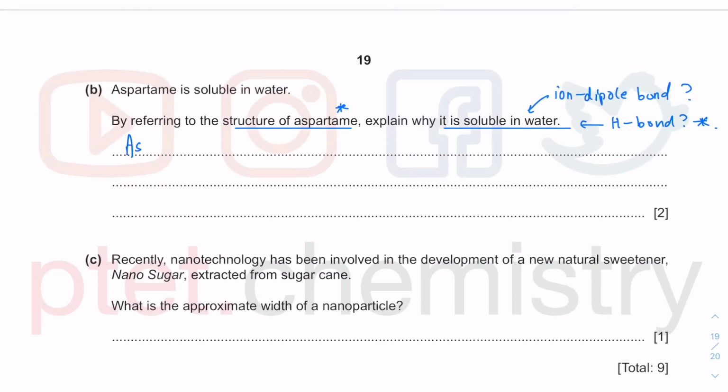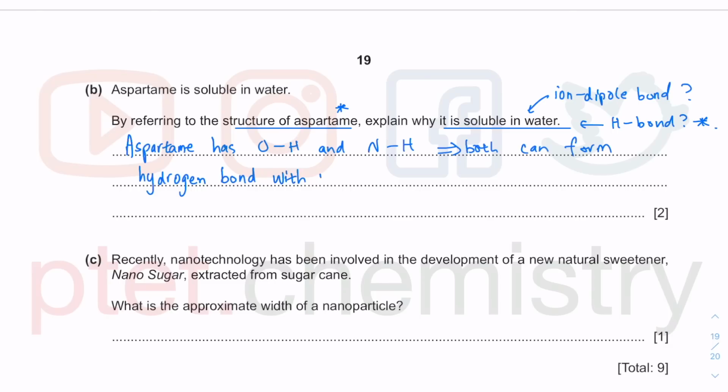So aspartame molecule has OH and also NH. Both can form hydrogen bond with water because we are talking about dissolving in water, right? Can form hydrogen bond with water molecule.